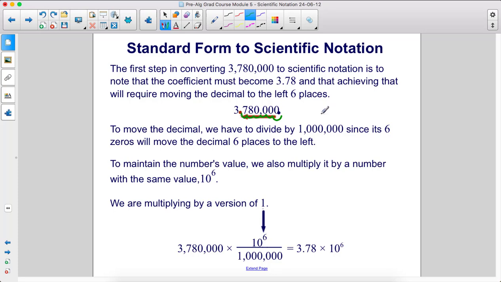To maintain the number's value, we also multiply it by a number with the same value, 10 to the 6. So we're going to multiply by a version of 1. So 10 to the 6 divided by 1,000,000 is 1, since those numbers are equal. So therefore, it becomes 3.78 times 10 to the 6. But there is an easier way to go from here to here, and it's just to count the number of places you've moved. So for example, 1, 2, 3, 4, 5, 6 means it will become 3.78 times 10 to the 6.